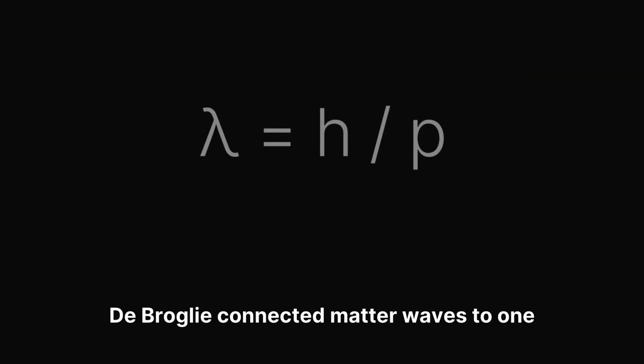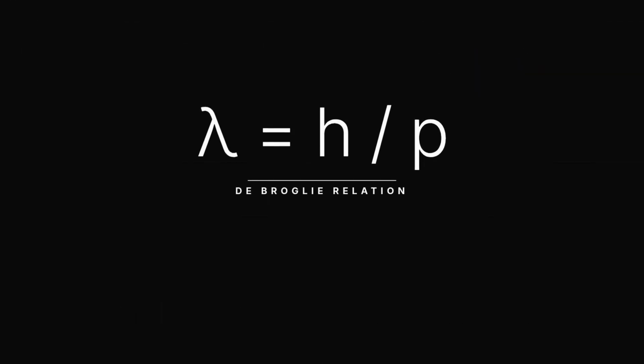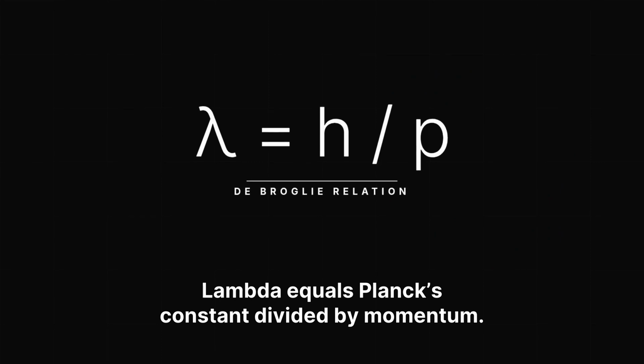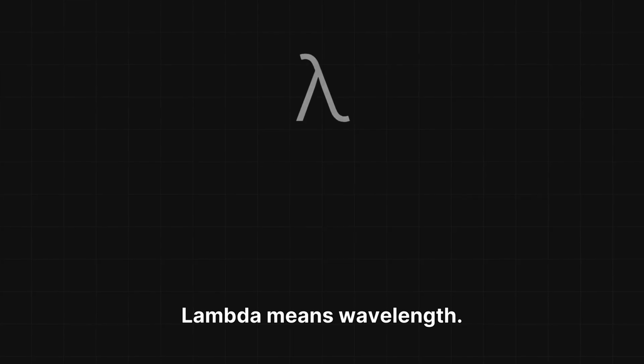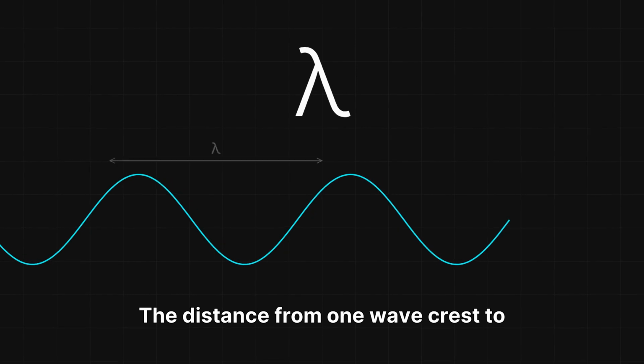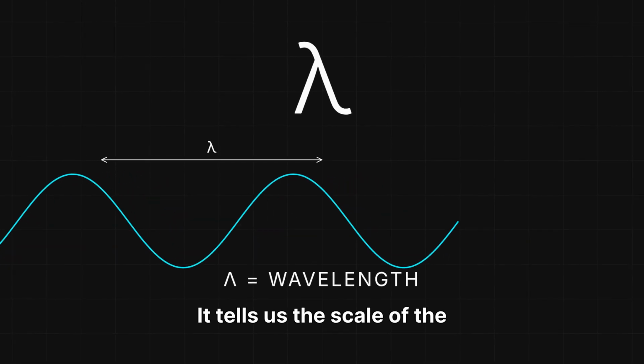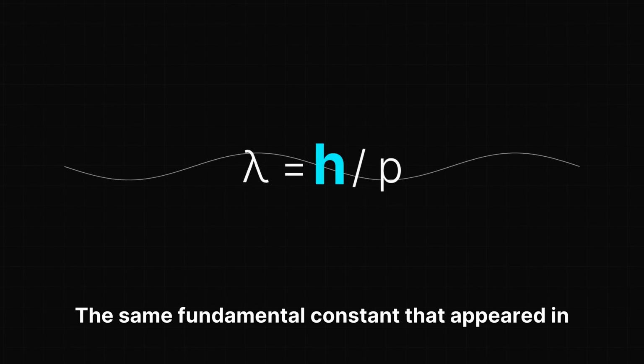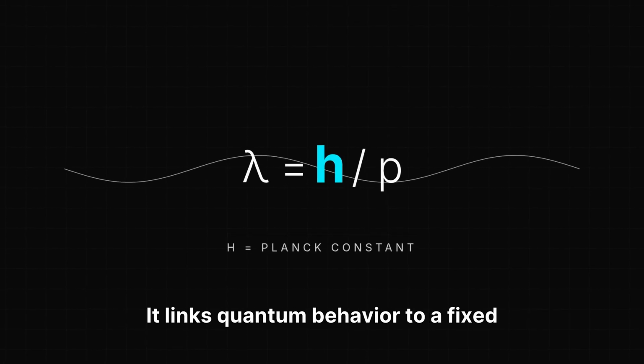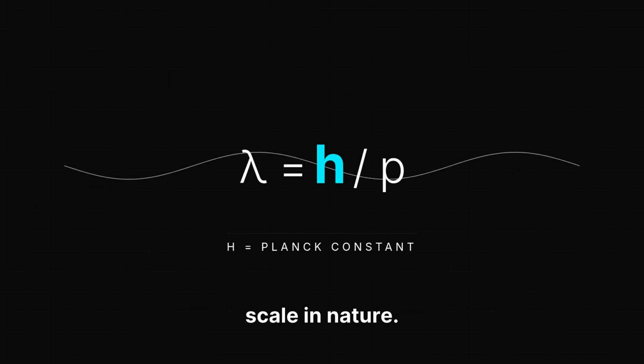De Broglie connected matter waves to one simple formula. Lambda equals Planck's constant divided by momentum. Lambda means wavelength, the distance from one wave crest to the next. It tells us the scale of the wave. H is Planck's constant, the same fundamental constant that appeared in Planck's formula. It links quantum behavior to a fixed scale in nature.